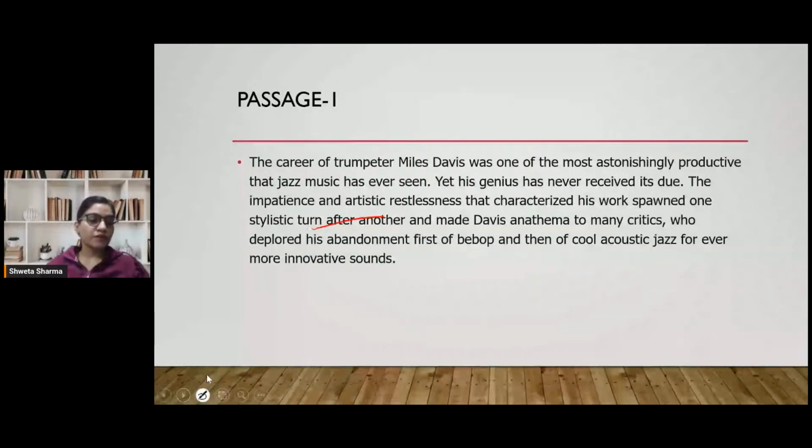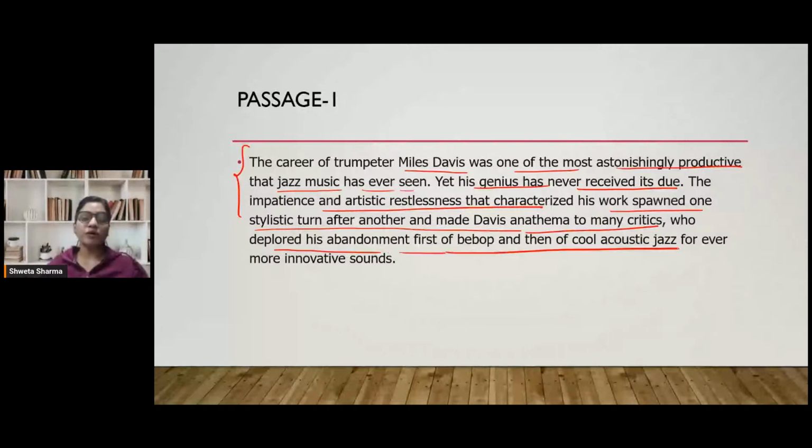Right, so it says the career of trumpeter Miles Davis was one of the most astonishingly productive that jazz music has ever seen, yet his genius has never received its due. The impatience and artistic restlessness that characterized his work spawned one stylistic turn after another and made Davis anathema to many critics who deplored his abandonment first of bebop and then of cool acoustic jazz for ever more innovative sounds, right? So, his career was one of the most astonishingly productive that jazz music has ever seen.